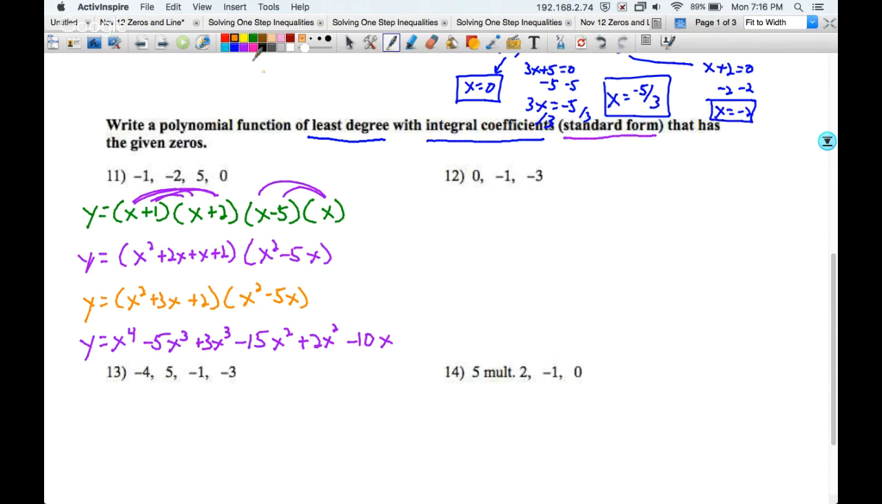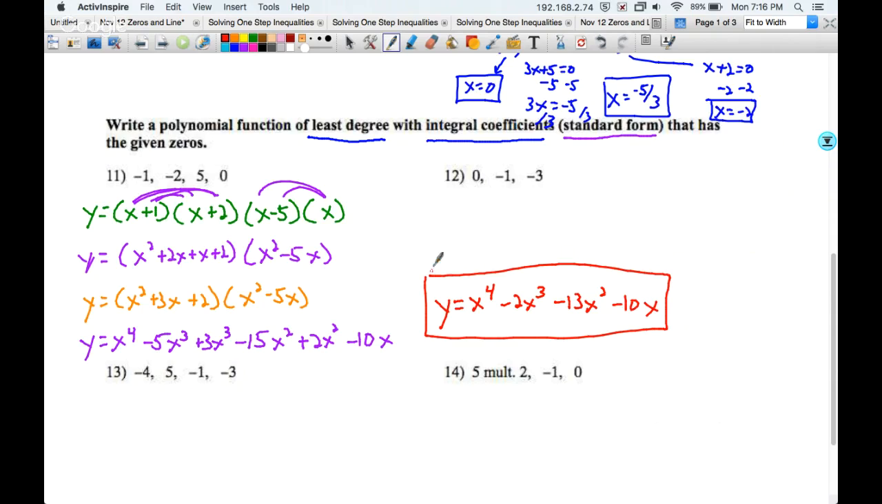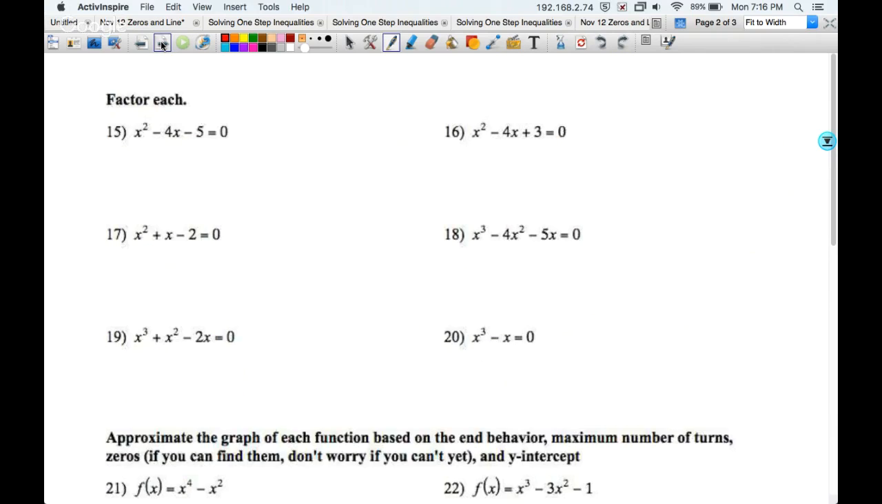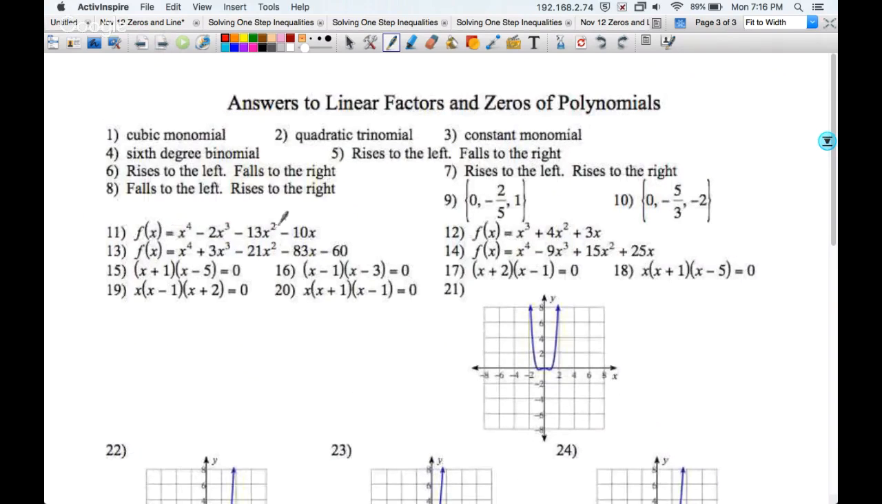All right, let's combine like terms. We'll just get y equals x to the fourth minus 2x cubed. Combine these up, we'll get a minus 13x squared minus 10x. So 1, negative 2, negative 13, negative 10. Let's see how we did. Yep, looks right.